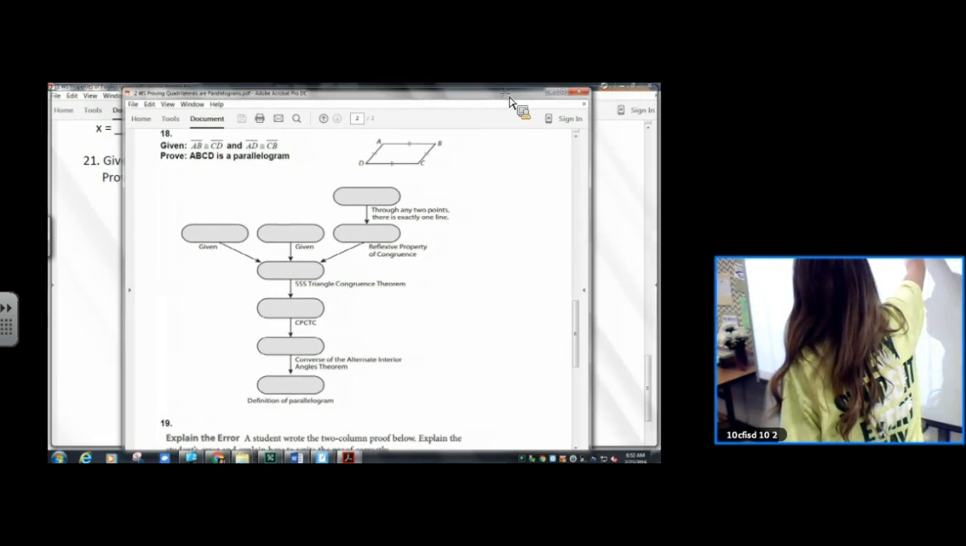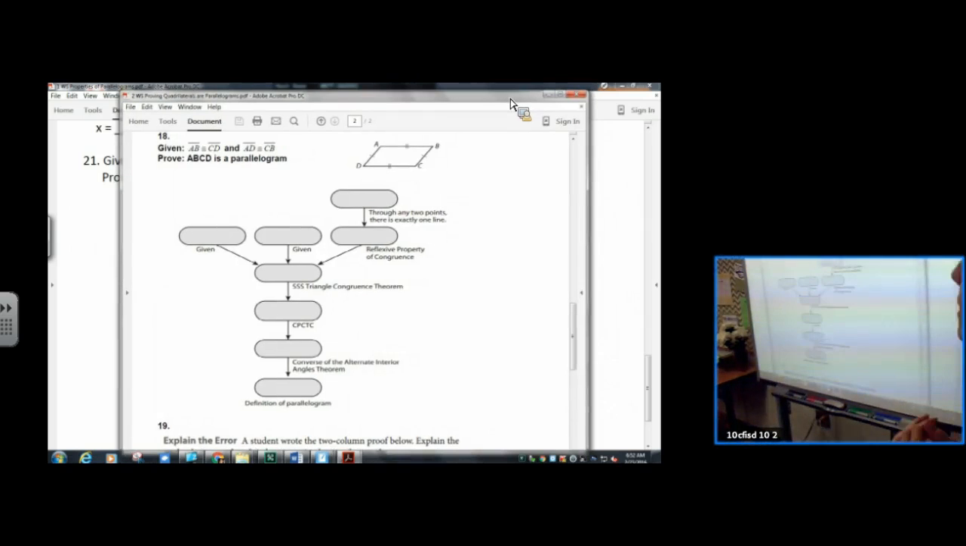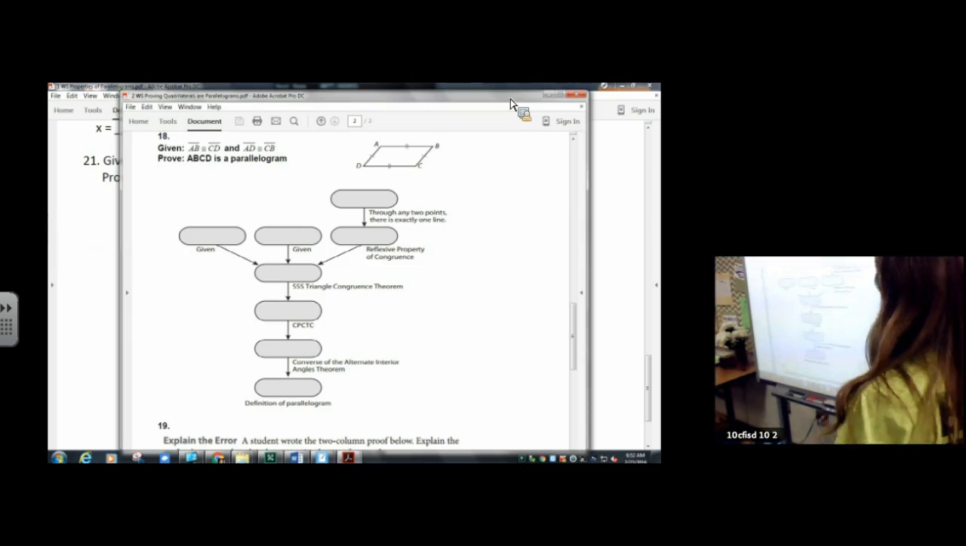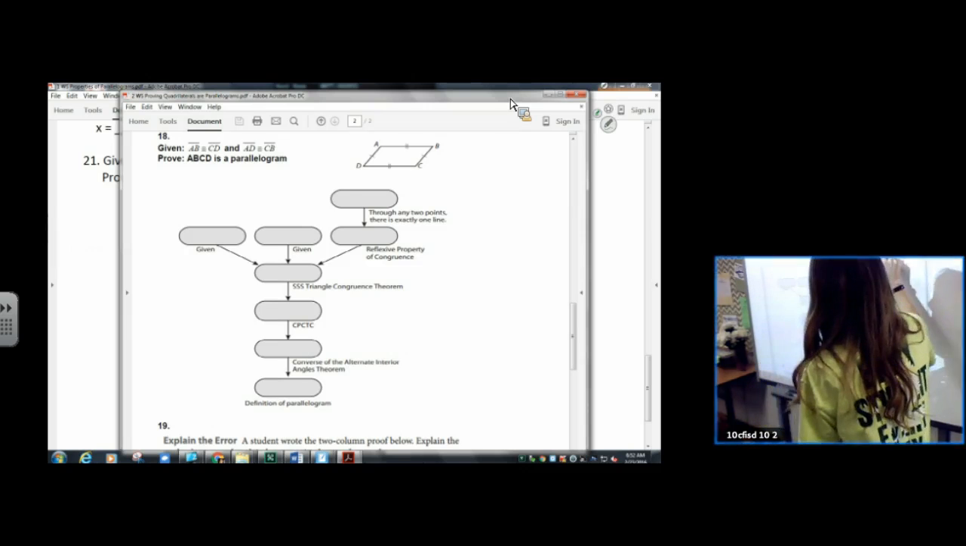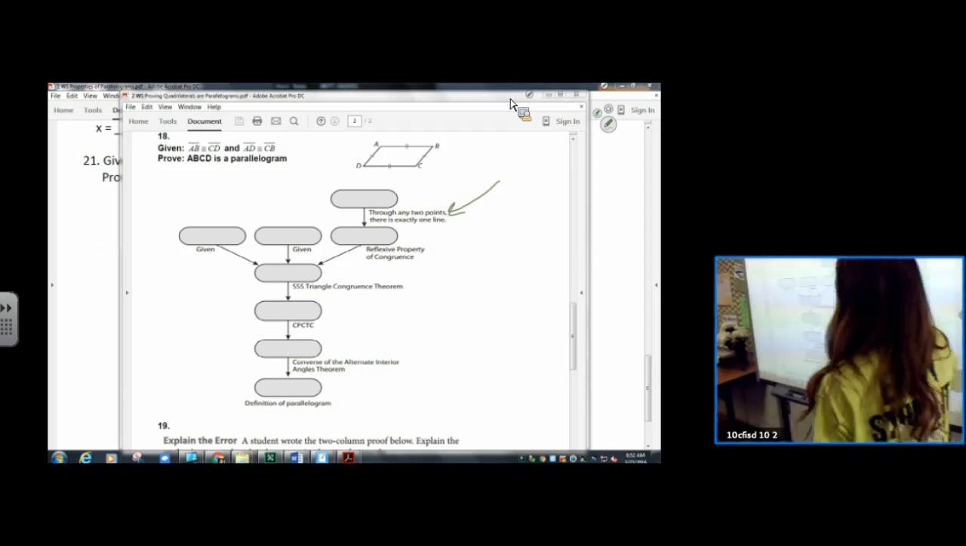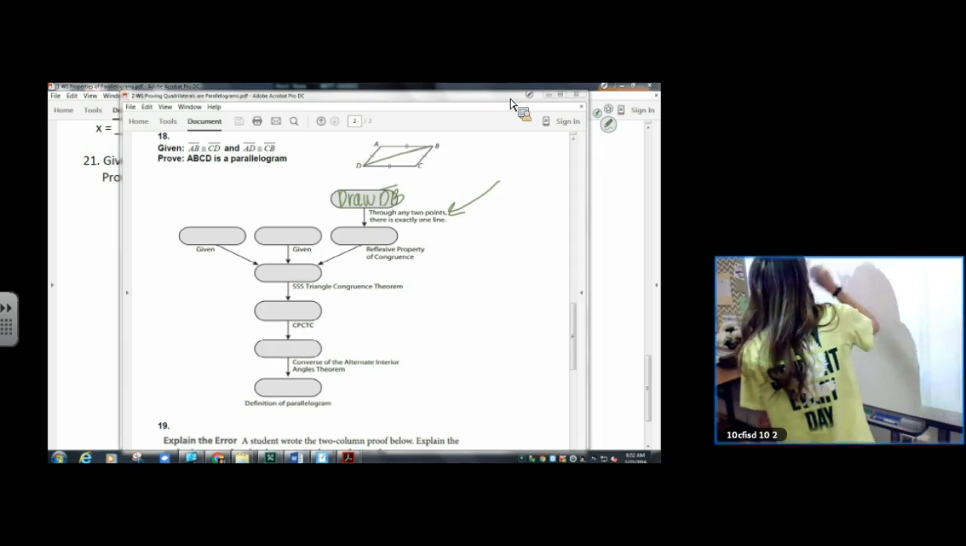Now we are looking at your homework from the second night. It was called Proving Quadrilaterals are Parallelograms. We're looking at number 18. We've got another flow chart proof, not a two-column proof. Let's start with, actually not our given. Look at that. Through any 2 points, there's exactly one line. So what do you think we're going to start with? Draw DB, our favorite little segment to draw, our diagonal rather.